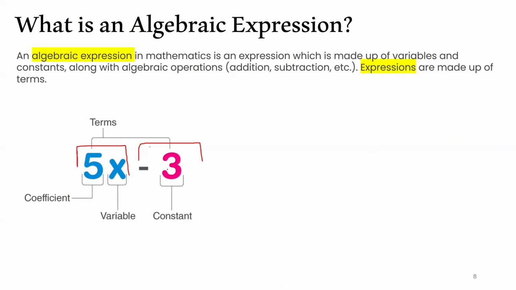The 3 here is called a constant. A constant is a number by itself, or a number that can stand on its own. So this 3 is called a constant. And these are the different parts of an algebraic expression. The difference between an algebraic expression and an equation is that an equation has an equal sign and an algebraic expression does not have an equal sign.